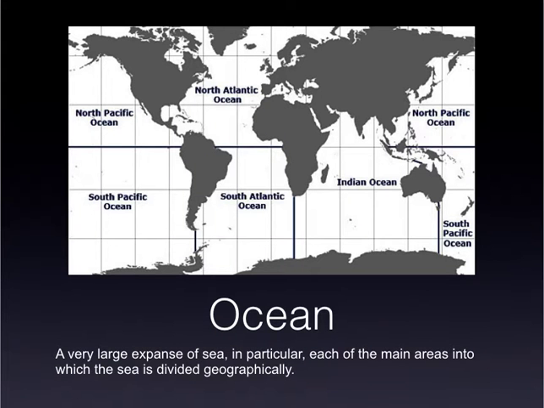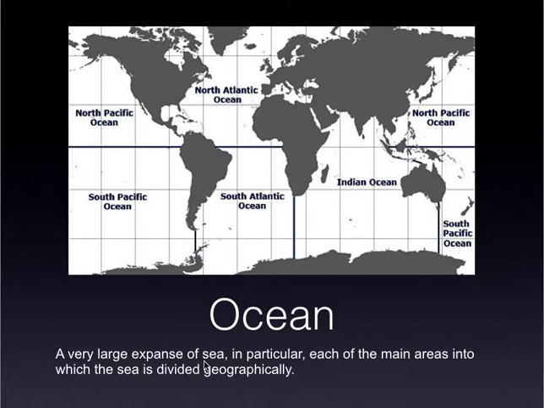All right, so here's the ocean. So up here you can see the North Pacific Ocean, the South Pacific Ocean. Here's North America, South America, Canada, North Atlantic Ocean, and South Atlantic Ocean. Those are the main bodies of sea that surround North America.